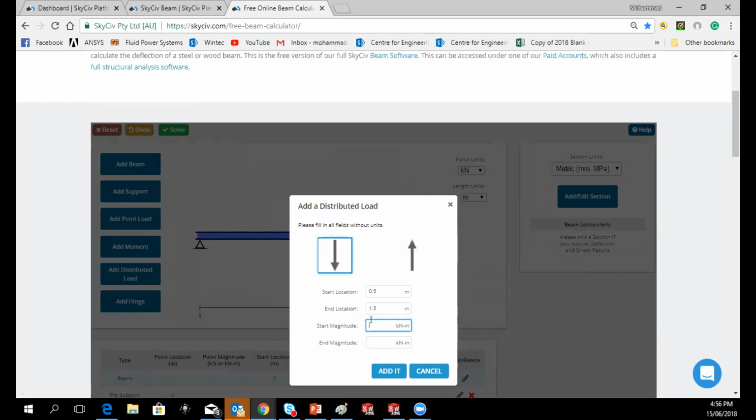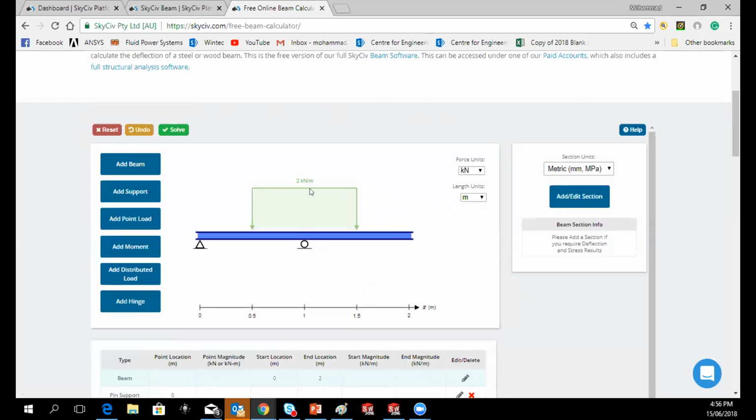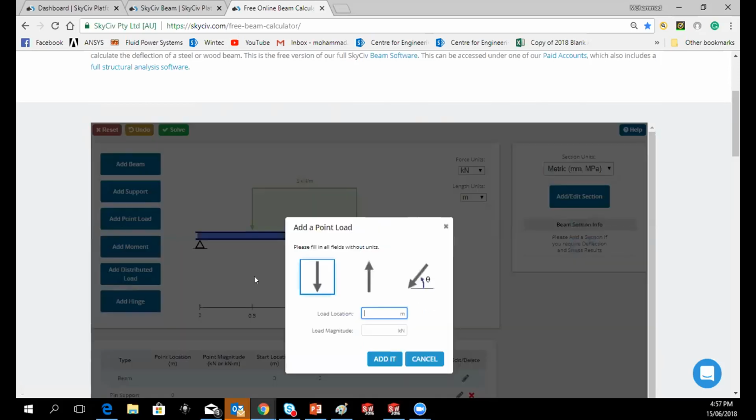And we have a value of 2. Because it's constant, we add it as a constant. So that's a UDL represented for us. Add a point load. Let's say this was going downwards, at a location of about 1 meter, in the middle of the UDL. Let's put 3 kilonewtons. Add.